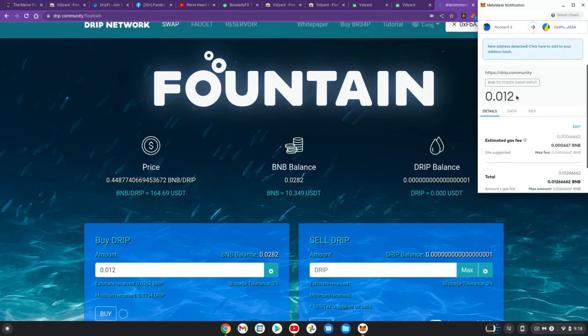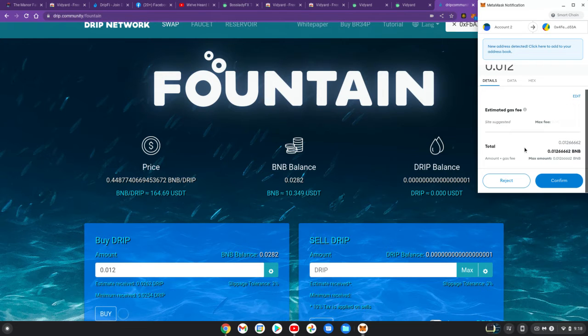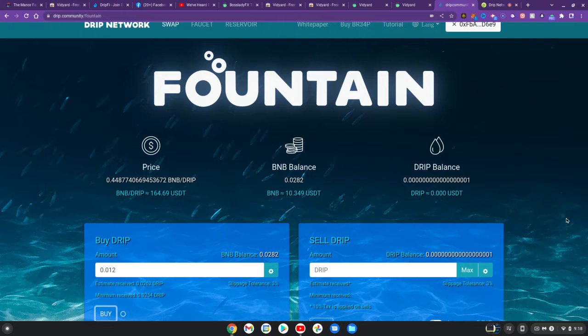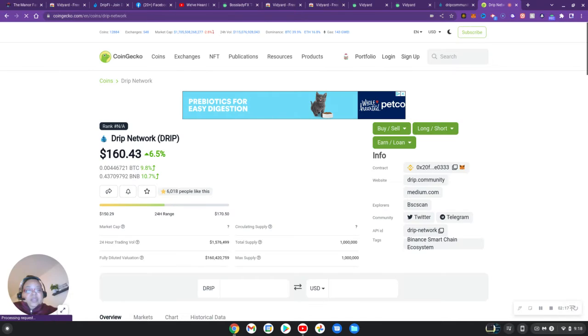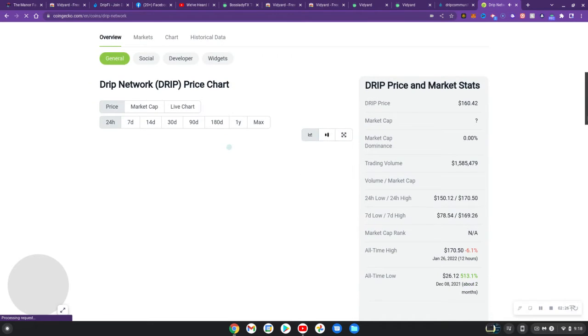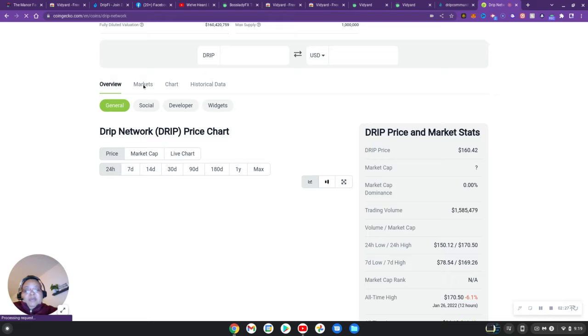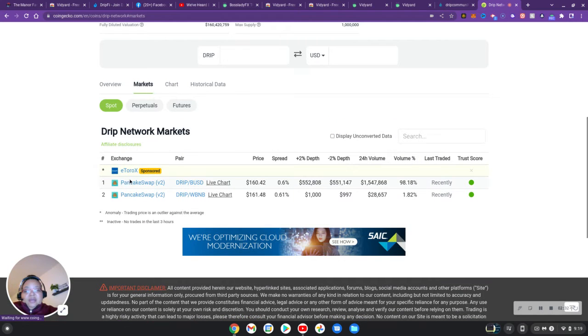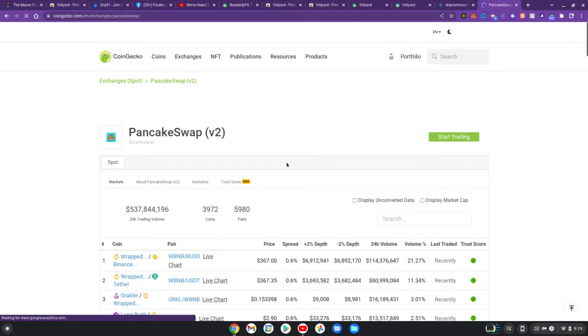And then it would ask you for a fee. You have to confirm the fee, and then you'll buy it, whatever your BNB balance is. So you can buy that way by bringing BNB from another place, at this price. If you go back to CoinGecko and you want to get it for this 160 price, then you would have to go to PancakeSwap. You can just hit markets down here and you'll see PancakeSwap and just hit PancakeSwap. And it will take you over to PancakeSwap.